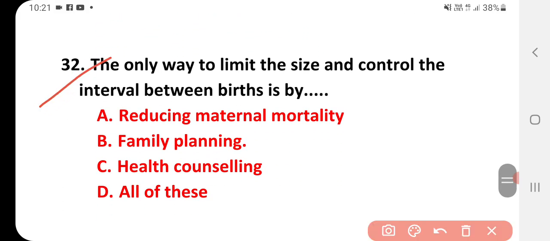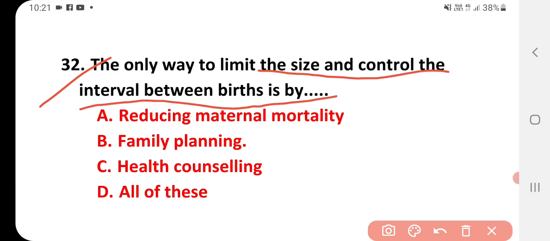32, the only way to limit the size and control the interval between birth is by reducing maternal mortality, family planning, health counseling, all of these. So the only way to limit the size and control the interval between birth is by family planning. Family planning is the best method. So option B.